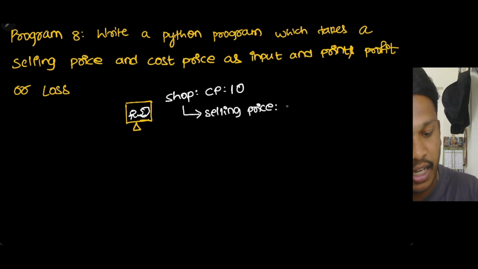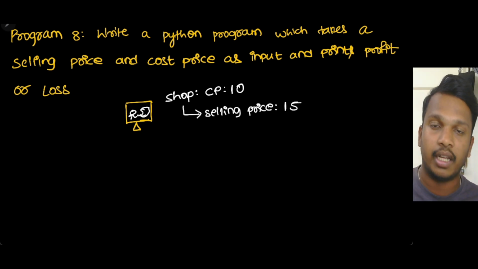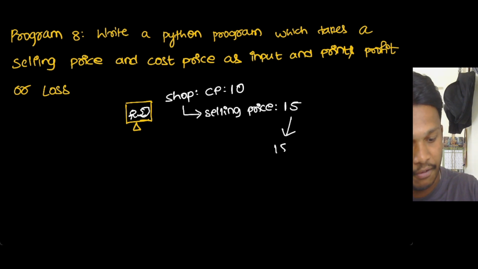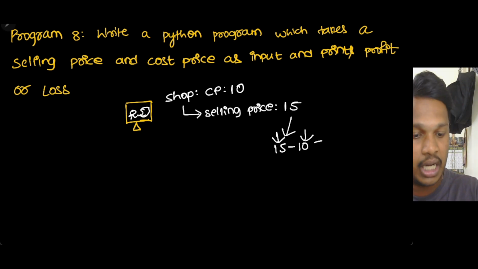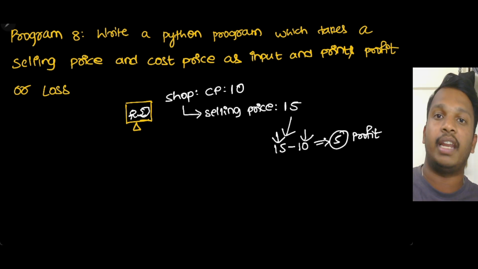If he keeps selling price 15 rupees, now what will he get? He will get a profit of 5 rupees. Why? Because he purchased for 10 rupees but he sold for 15 rupees. The margin, he got 5 rupees as a profit. This is the case where he will get the profit.